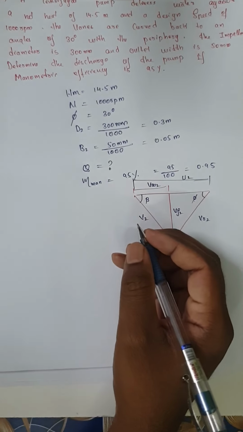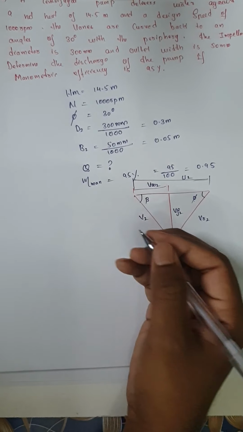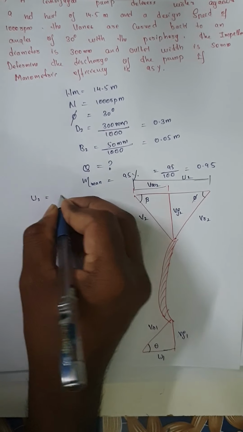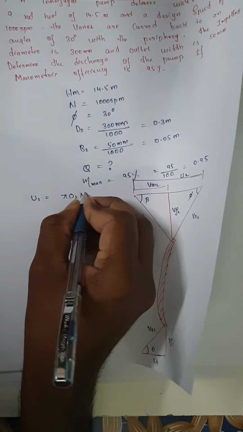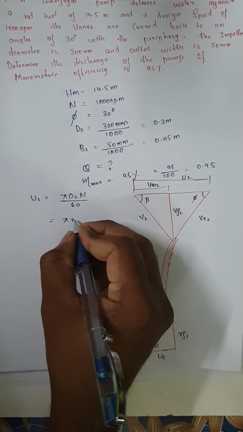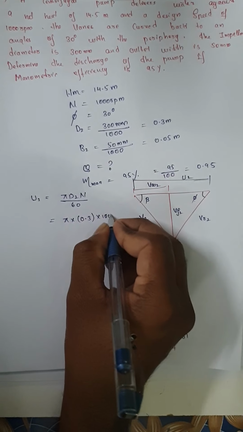So better, first write down the formula for U1. But if you want to find U1, there is a need of D1, and D1 is not available. So better to find U2. U2 is equal to pi D2 n by 60. So here pi as it is, D2 value is 0.3, n value is how much? 1000 divided by 60.